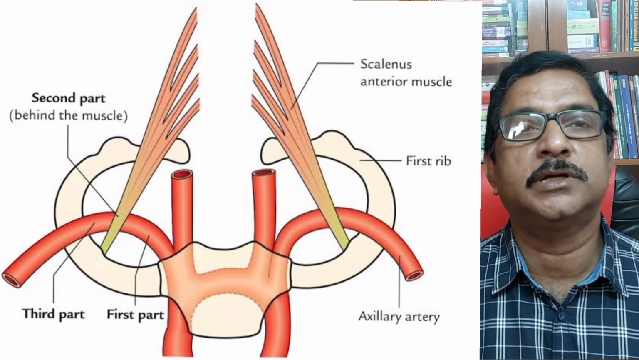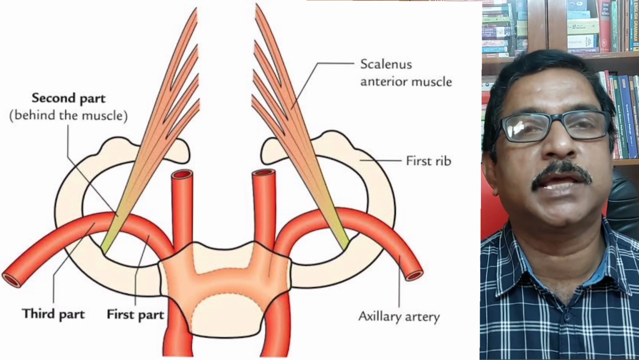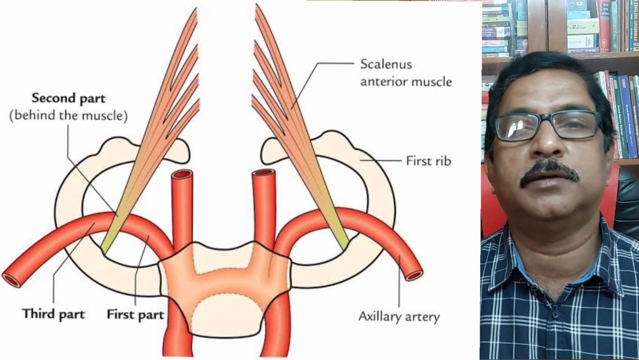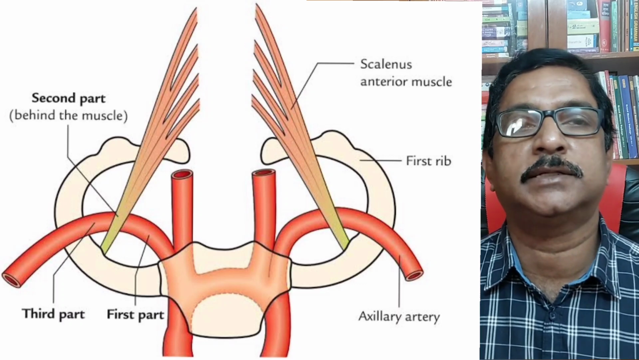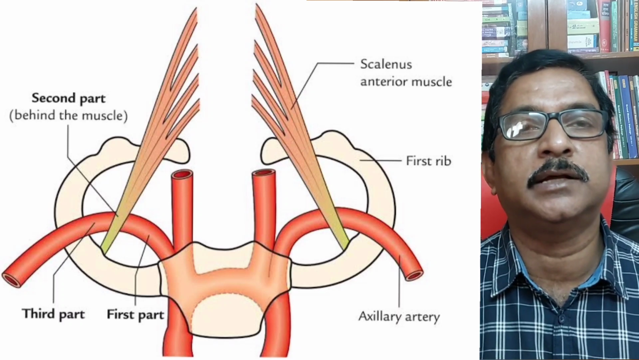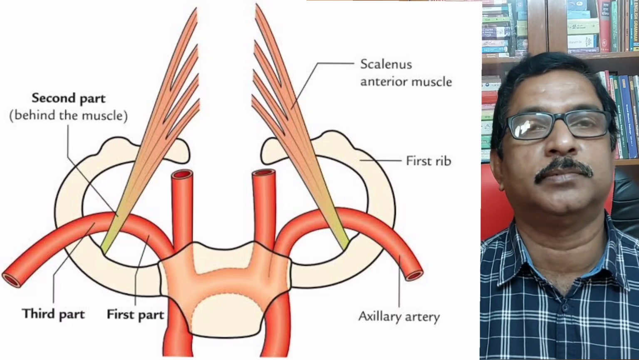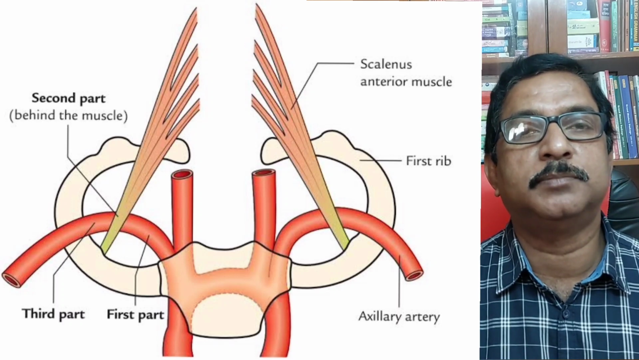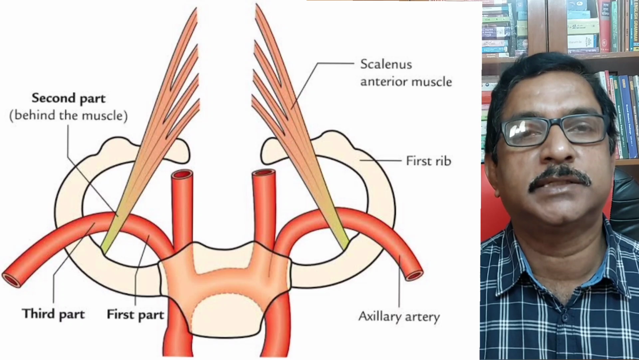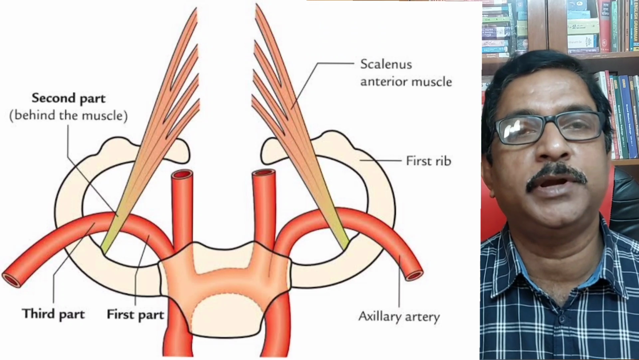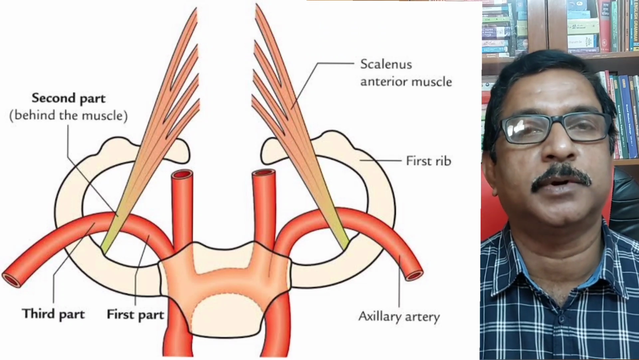Then the artery passes deep to, or posterior to, the scalenus anterior muscle. So this part is the second part. Then the artery emerges from the lateral border of the scalenus anterior muscle. So the third part starts from the lateral border of scalenus anterior up to the outer border of the first rib. So these are the three parts of the subclavian artery, and these three parts are mainly due to the intervening scalenus anterior muscle, which divides its proximal part, the first part, then deep to it, the second part, and the distal part is the third part. Next artery is the axillary artery.